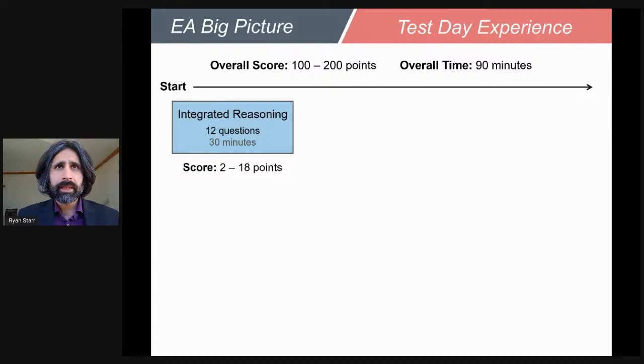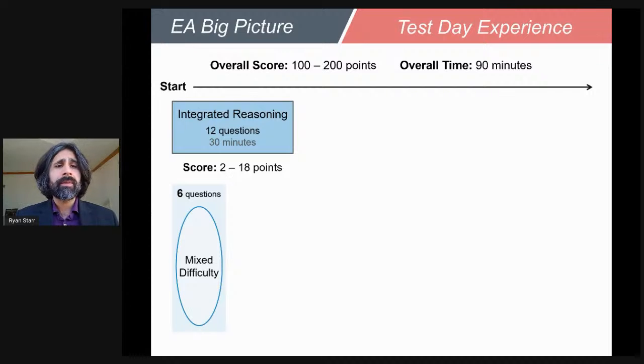Okay. Now, how does this all break down? Start with the integrated reasoning section. Notice that it's 30 minutes long, we already said that, 12 questions long, which is different from the other two sections, and it's got a score on a scale of 2 to 18 points. This is a bit different from the official line on the EA. The official line is you can get anywhere from 0 to 20 points per section, but practically speaking, that's not true. It's impossible to get less than a 2 on a section. It's impossible to get more than 18, okay?